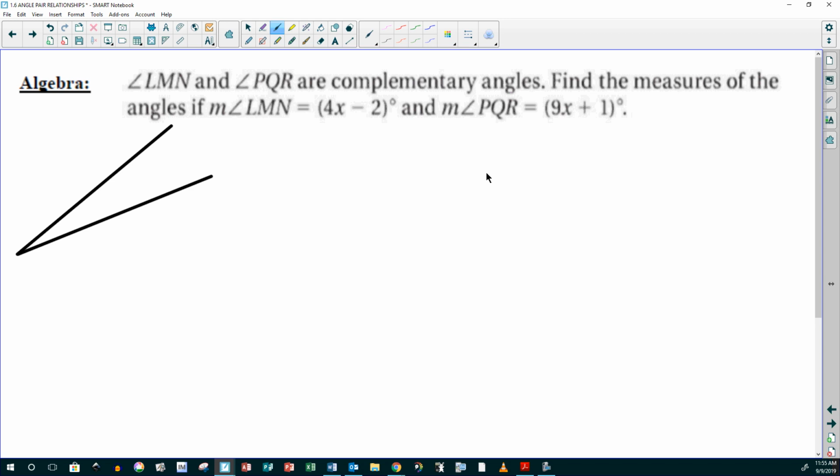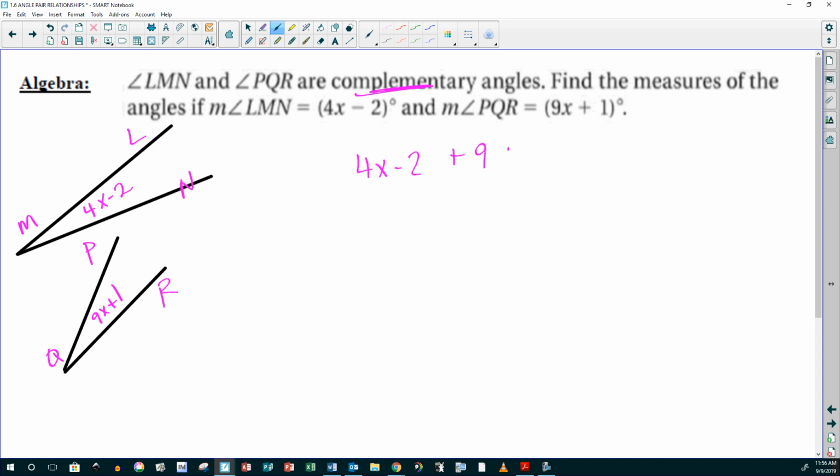All right, here you can either draw a picture or you can, I always do pictures, and I honestly don't know what happened to my other angle that I had on here. L, M, and N. So L, M, N is an angle. P, Q, R is an angle, and they are complementary. I know that this one is 4x minus 2. I know that this one is 9x plus 1. I know that the two together are going to add up to 90 because they're complementary. 4x minus 2 plus 9x plus 1 equals 90.